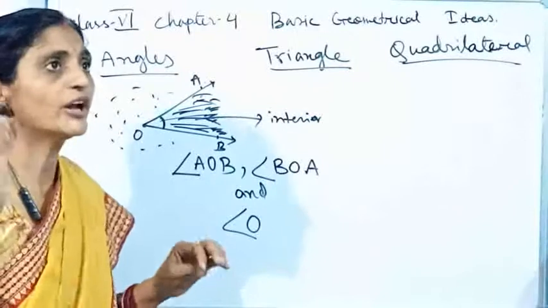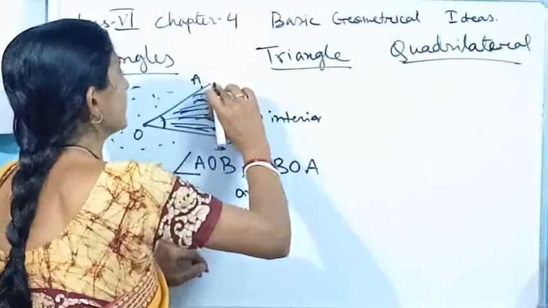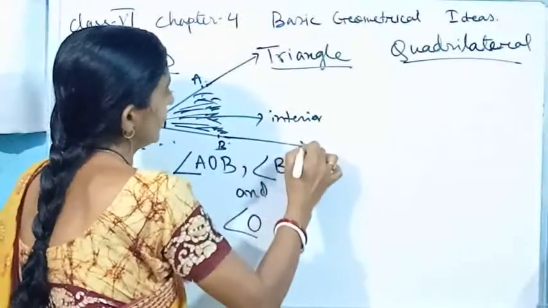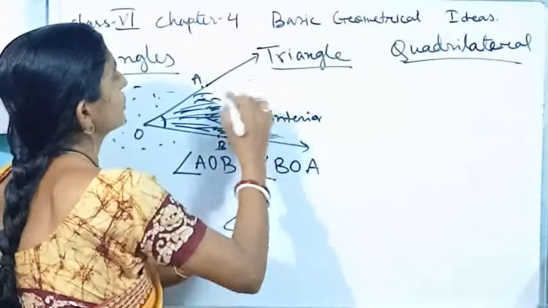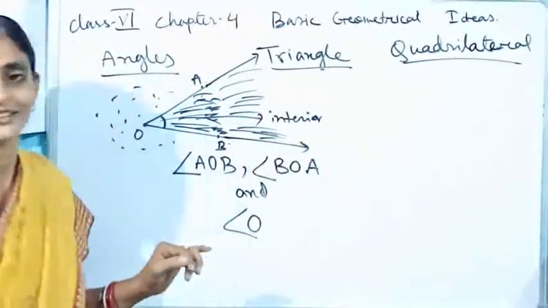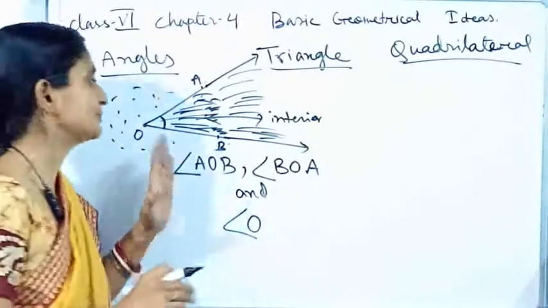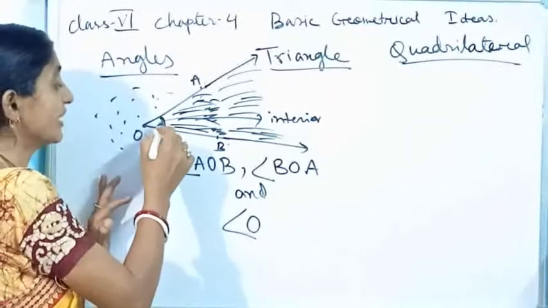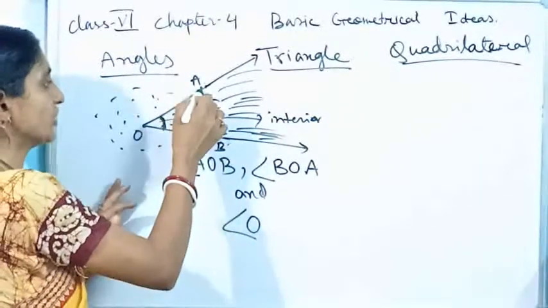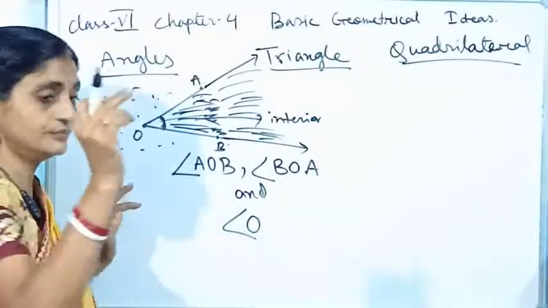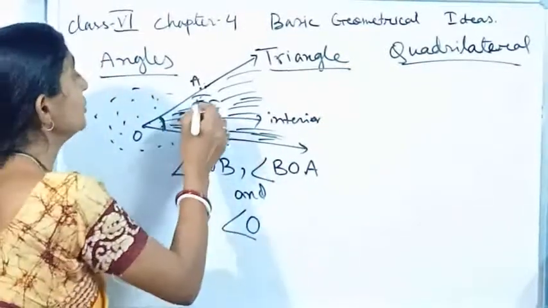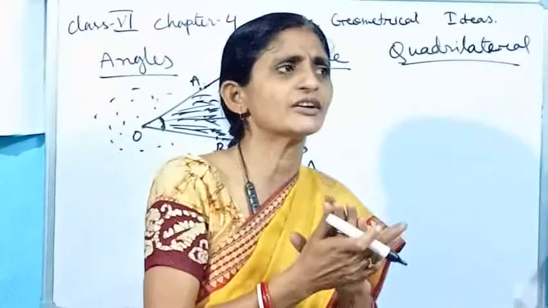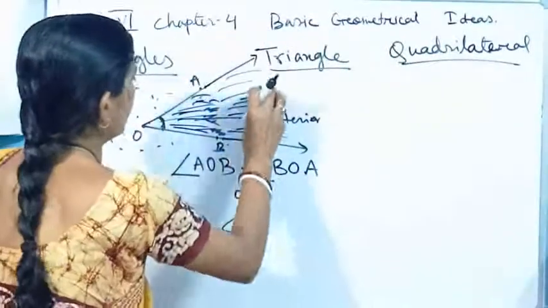Now one more thing. If I extend this ray to any end, the interior will also increase. Keep it in your mind. I already told you that you mark this angle by this curve, because it is talking about angle AOB. That means if you are asked to find the measure, you will look at this much area.